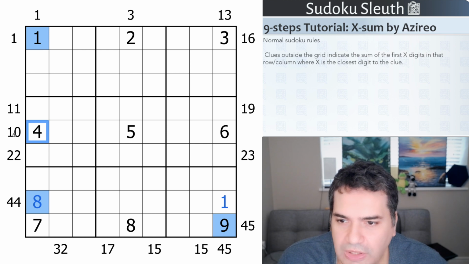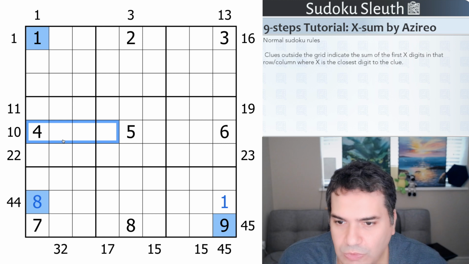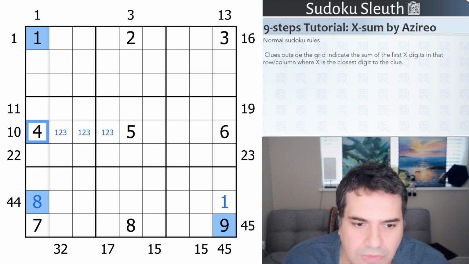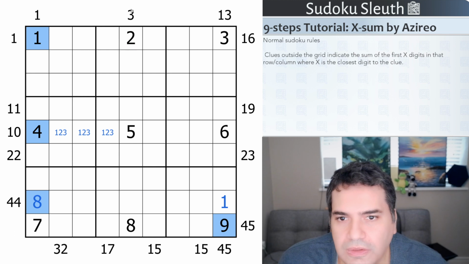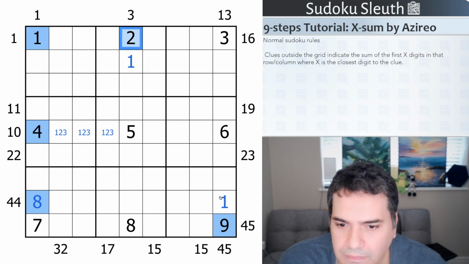These are 4 digits that add up to 10. The only way I can do that in 4 digits is 1, 2, 3, and 4, of course. So these are 1, 2, 3. That's done. What else do I know? That 2 here, adding up to 3, has to be a 1 to make up these 2 cells. These 2 cells add up to 3. So that clue is also done.